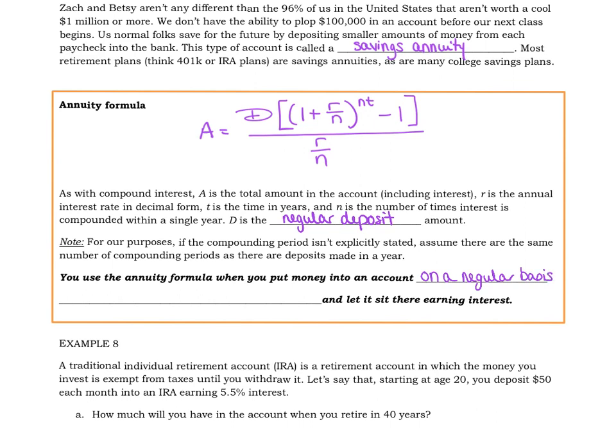Okay, so whatever that regular basis is, or a regular schedule, that could mean every month, every quarter, every year, etc. And then you let it sit there earning interest. So this is, again, an ongoing, regular basis. Okay, very different from the last one where we did it once and we moved on. This is, I'm actively putting money in on an ongoing, regular schedule.